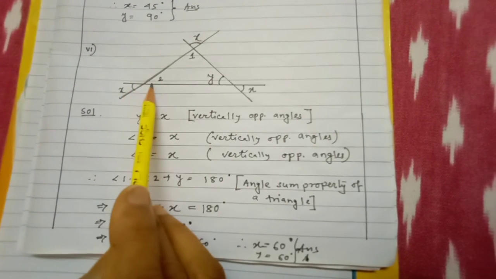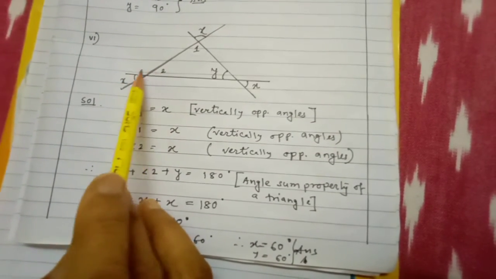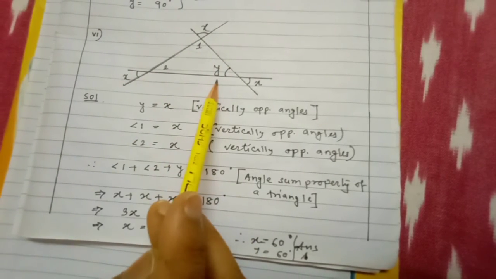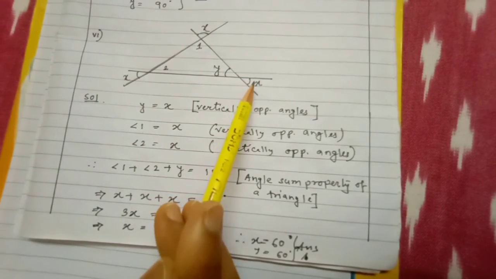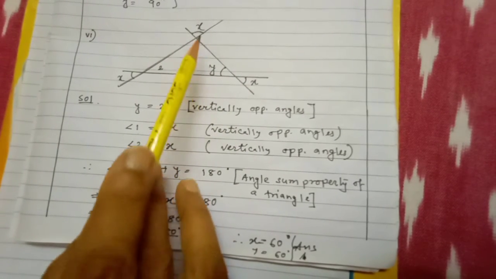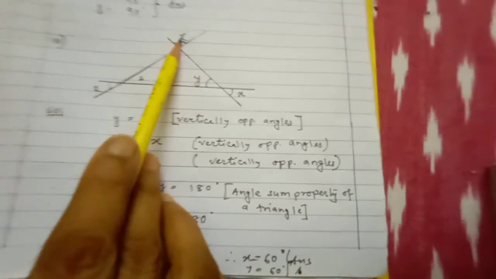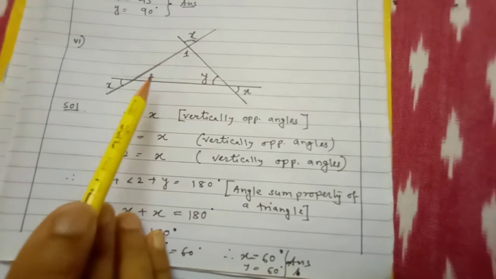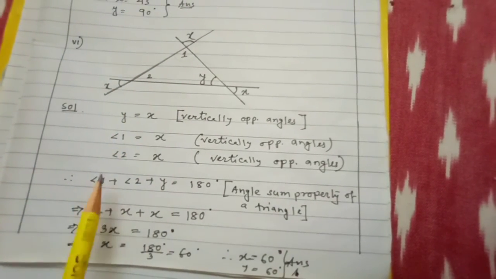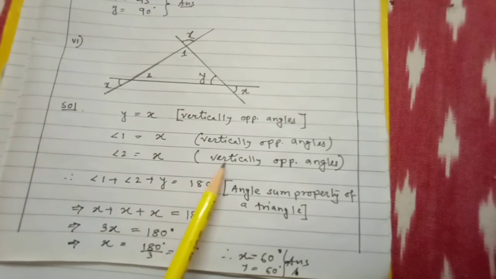See, this is a slightly different type of diagram. So students, you will concentrate here to understand the diagram. y is equal to x. Why? Because vertically opposite angle. I have given one extra 1 here and 2 here so that I can write the value of 1 is also x and the value of 2 is also x. That is because of vertically opposite angles. Angle 2 is also x because vertically opposite angle.